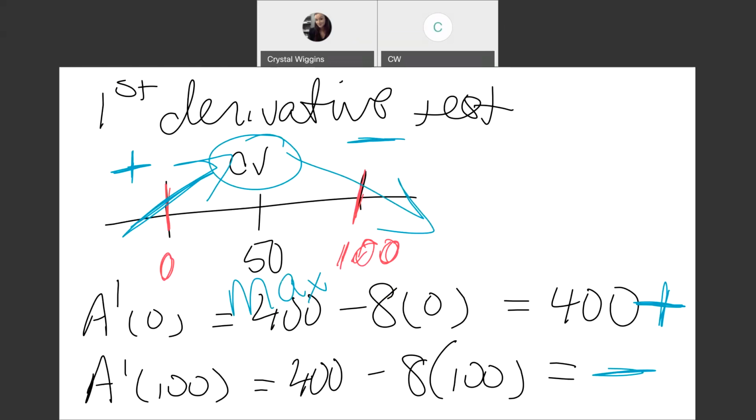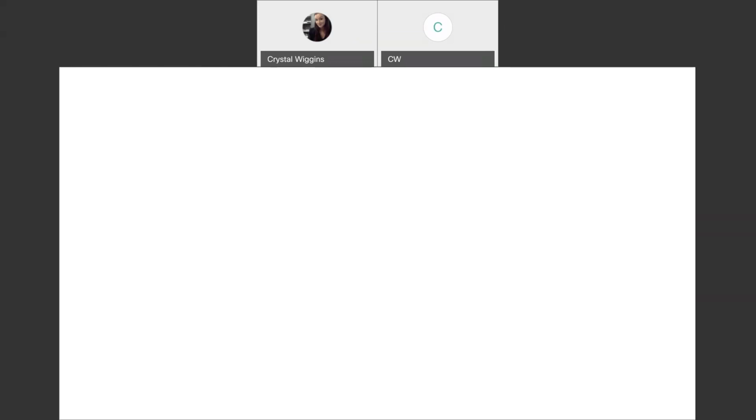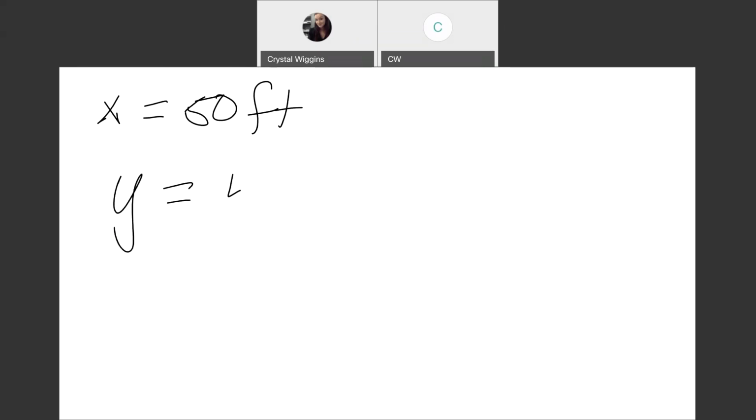And if that was not a maximum, we would not be able to answer this problem. So now we know that to maximize the area, the x is 50 feet. So now we just need to find y. And we do that by using the original equation. So we have the y equals equation. It's already solved for y.